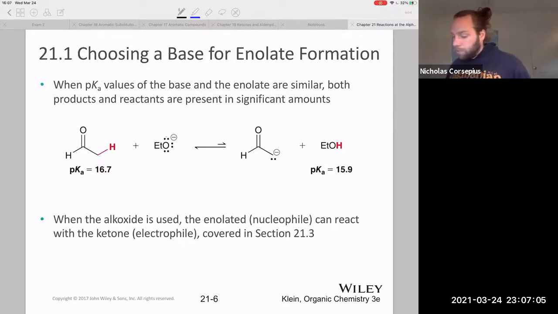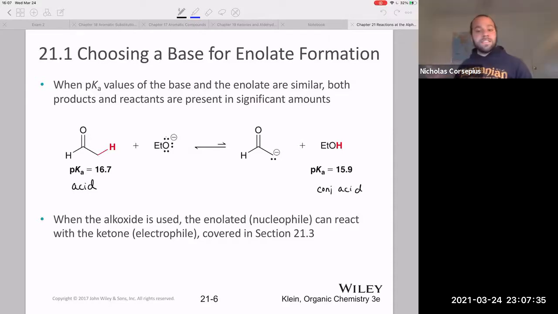So first of all, remember, how do we determine which direction an equilibrium favors in an acid-base reaction? You look at the pKa of, in this case, the acid, which would be the ketone, and the pKa of the conjugate acid. That's what happens when you protonate your base. And the equilibrium will always lie in favor of the weaker acid, in favor of the formation of the weaker acid.